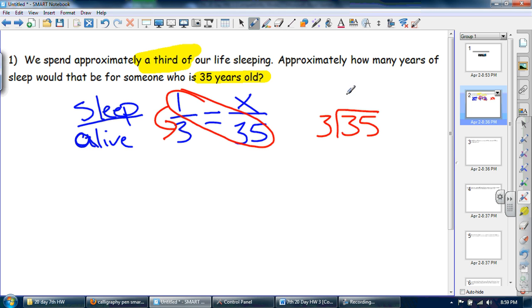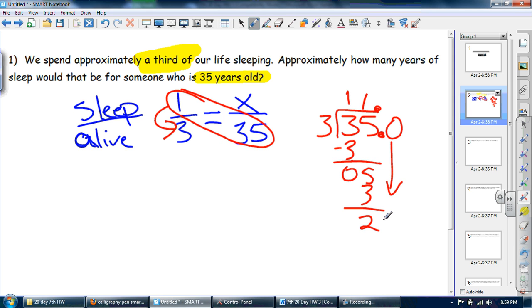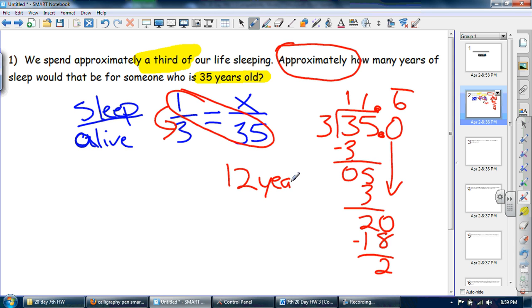So 3 goes into 3 once. Subtract, bring down the 5. So 3 goes into 5 one time as well. 3, 2. We're out of numbers, so remember we had a decimal and a 0. Bring that down. 3 goes into 20 6 times. 3 times 6, 18. Subtract, we get 2. We see this is going to repeat. So we have 11.6 years repeating. Since it's asking us for approximately, we can say that is going to be 12 years. And that's it.